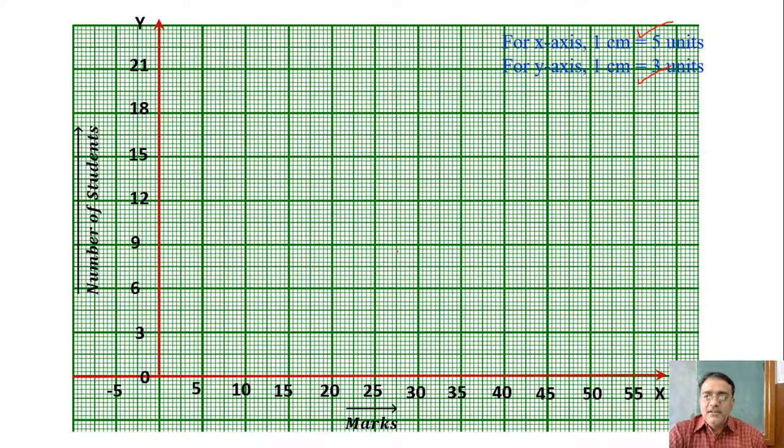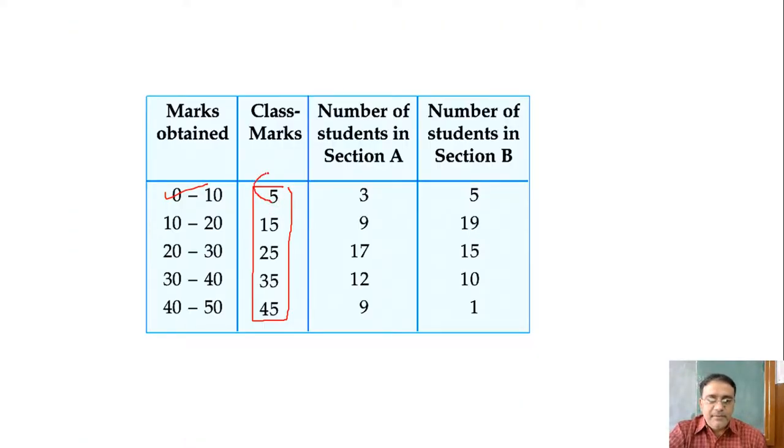So let us start, and I told you that for a frequency polygon, you have to take one class before the first class and one class after the last class. So what is the previous class mark before 5? It is -5, because it is increasing by 10, with a gap of 10. And what will be the last one? 55. So now we have to take the frequency for these two as 0.